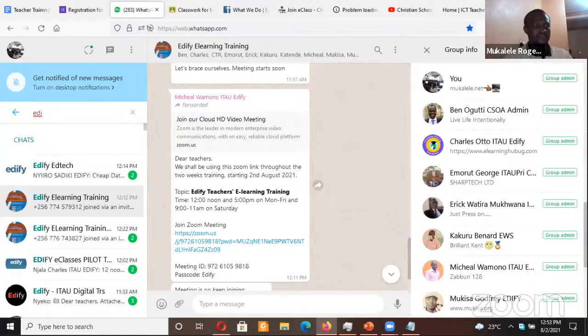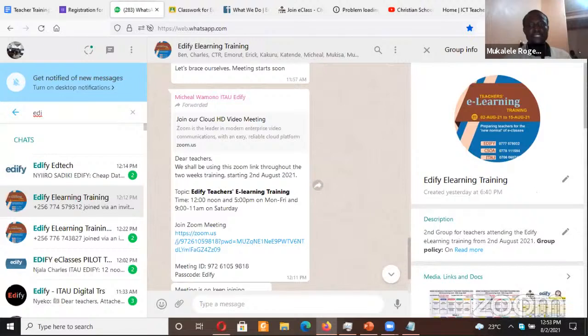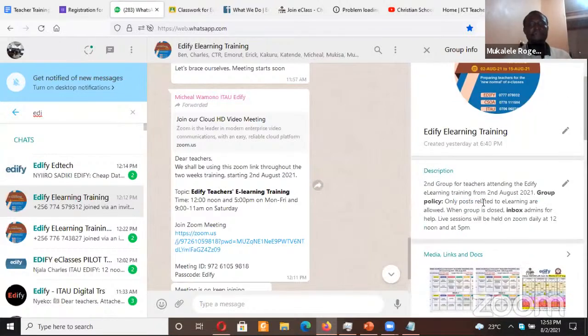So even you as a school, when you are using WhatsApp as a tool to mobilize the parents, you should have a strategy and a policy for the WhatsApp group. So we have a WhatsApp group policy. When you get a link and you join the WhatsApp group, there is a policy here. Only posts related to e-learning are allowed. And when we close the groups, the admins will be there to support you. So we shall be closing the groups when we need to close them.